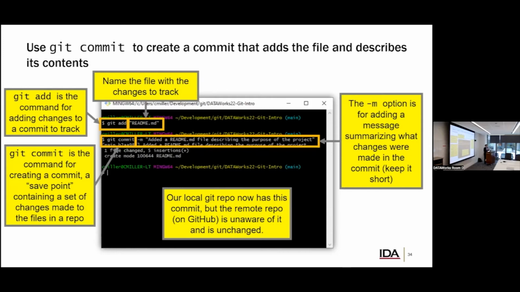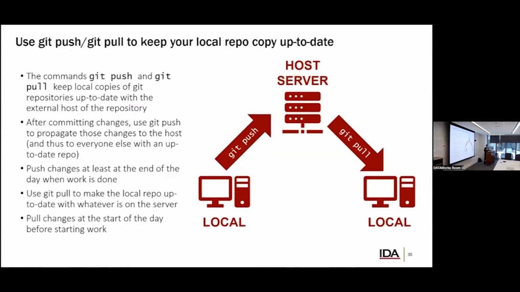The thing though is, this is on your computer. It's not on GitHub. If you were to go look at GitHub at this point in time, you would not see these changes. So we need to let GitHub know that we made those changes. And for that, in order to communicate with that server, we're going to use a couple commands, git push and git pull.